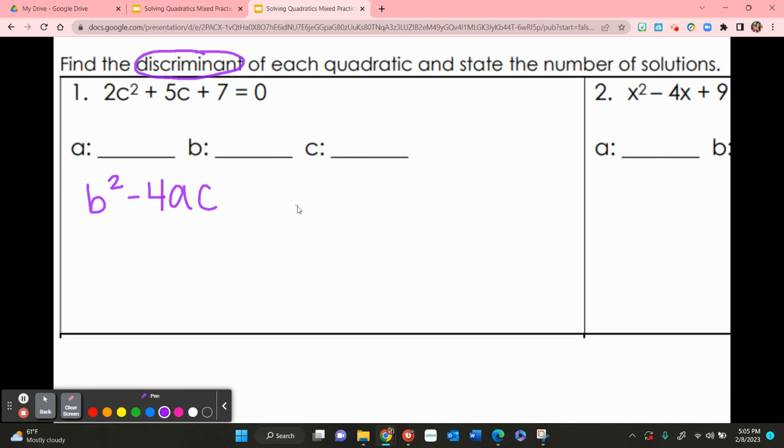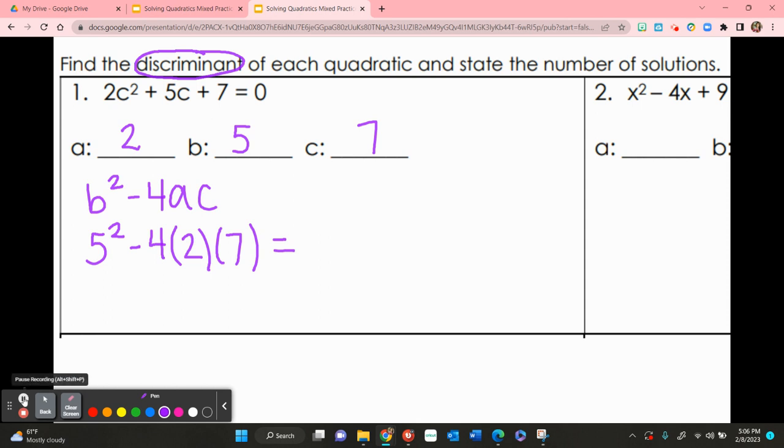So let's go ahead and determine the number of solutions that number 1 will have. We want to start off by identifying the values of a, b, and c. So a is 2, b is 5, and c is 7. Now we're going to substitute in that information. So I have b squared, which is 5 squared, minus 4 times a, which is 2, and times c, which is 7. Now I'm just going to plug that into my calculator.